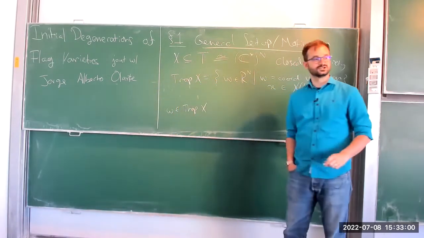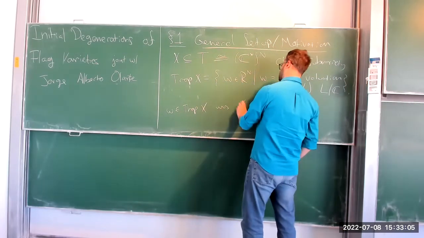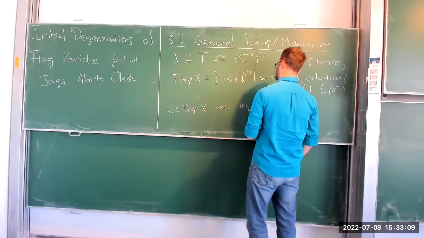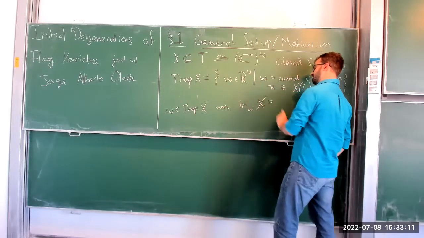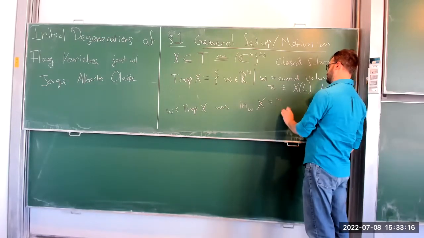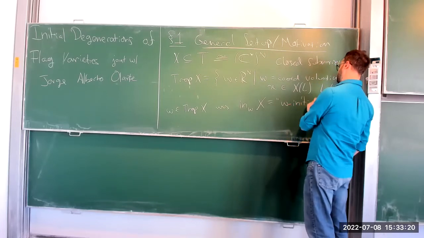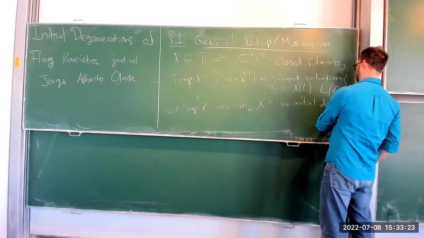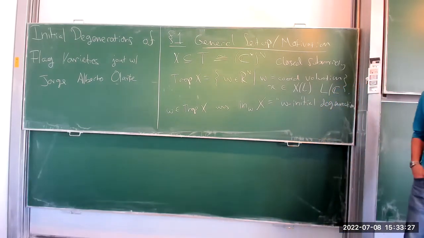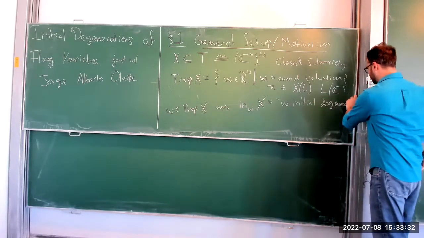Okay. And so if you're given such a W in the tropicalization, you can form the initial degeneration of X with respect to this W. This is denoted by in_W X. So this is the initial degeneration, or W initial degeneration of X.